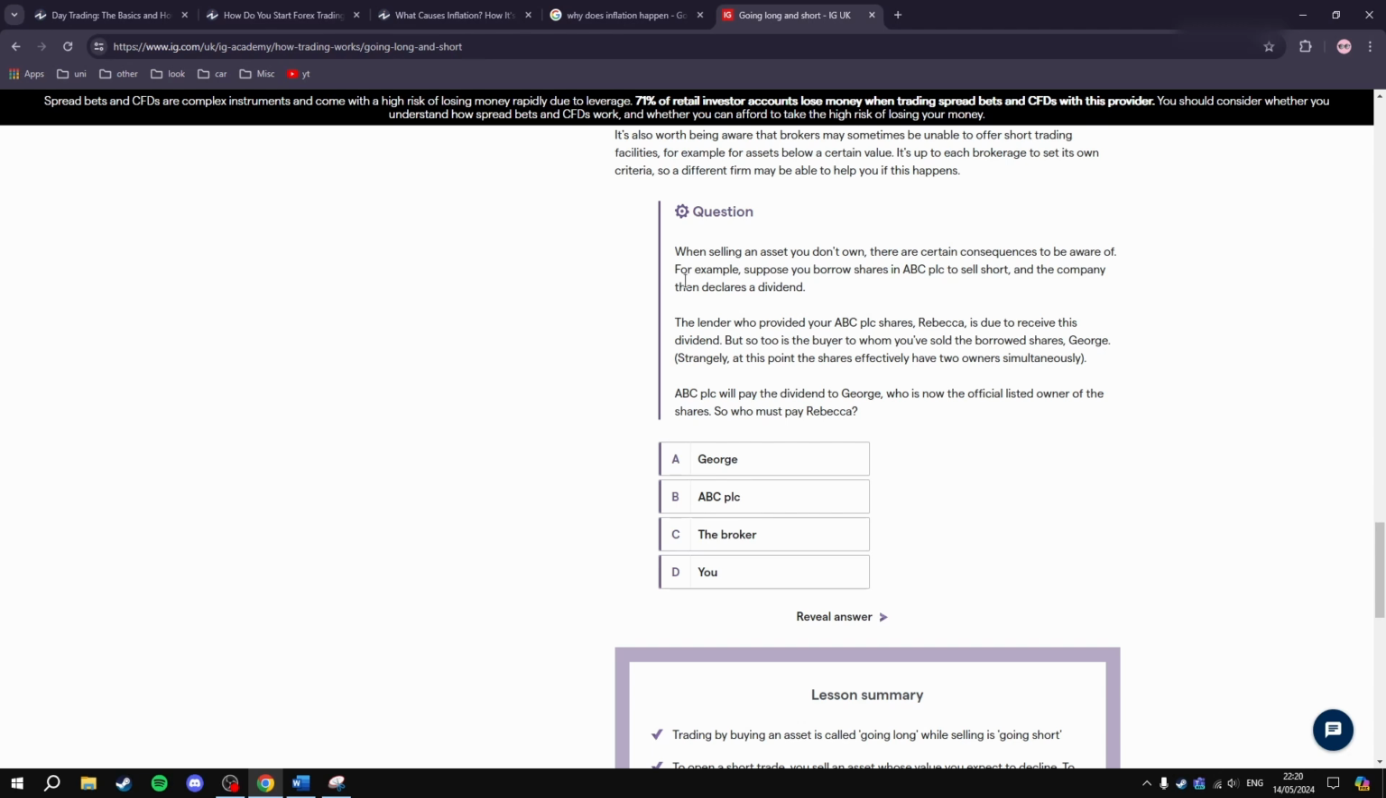Question: when selling an asset you don't own, there are certain consequences to be aware of. For example, suppose you borrow shares in ABC PLC to sell short and the company then declares a dividend. The lender who provides your ABC PLC shares, Rebecca, is due to receive this dividend, but so too is the buyer, George, to whom you've sold the borrowed shares. Strangely, at this point the shares effectively have two owners simultaneously. ABC PLC will pay the dividend to George, who is now the official listed owner of the shares, so who must pay Rebecca?